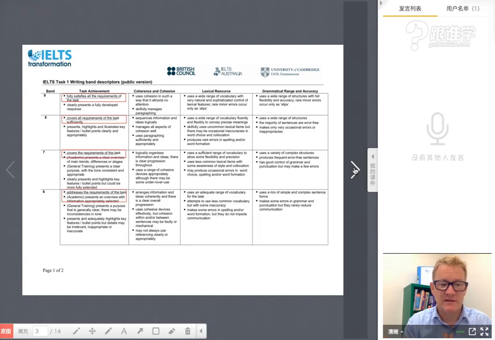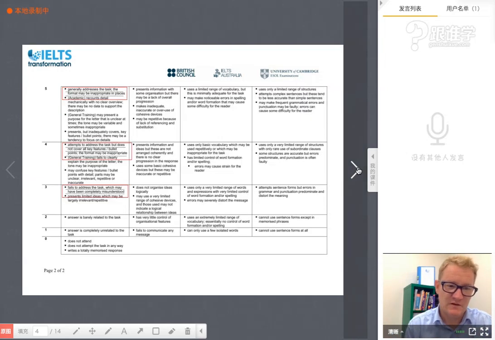Okay. For a 6, addresses the requirements of the task. So it means you try to talk about them. For a 5, generally addresses the task. So not completely, but generally. A 4, attempts to address the task, but does not cover all the bullet points. So 3 bullet points, if you do 2 only, you're a 4 automatically. So you need to cover all the 3 bullet points.